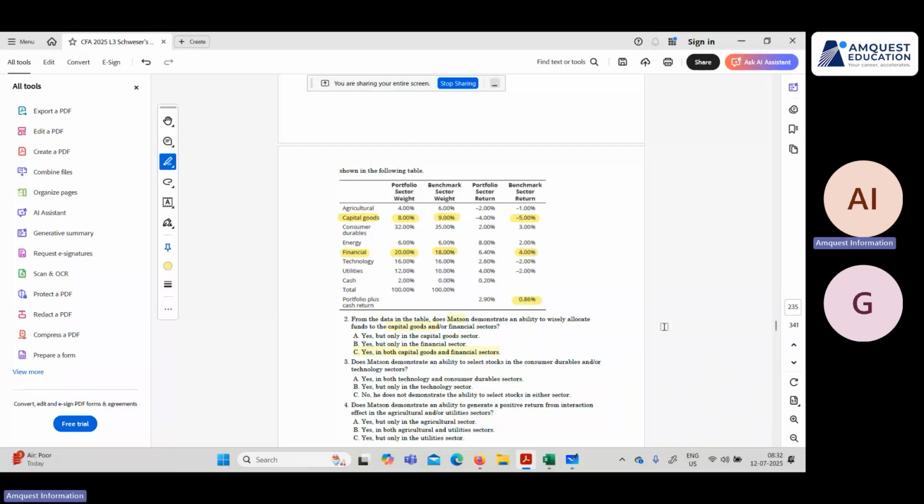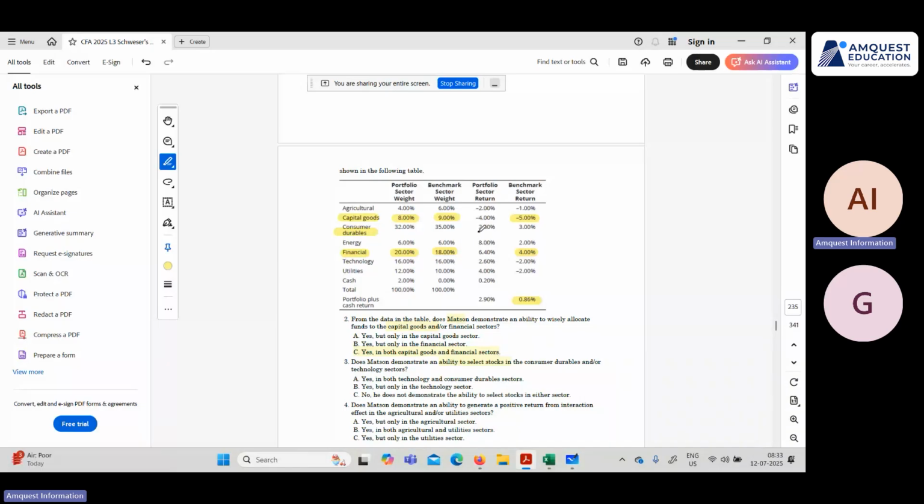What is the answer? 3 is B. And how did we arrive at it? We just had to figure out whether portfolio return was higher than the benchmark return. But that was at a sector level. This is a stock level. Okay, let's see. Ability to stock select, consumer staples की बात करते हैं, consumer durables की.